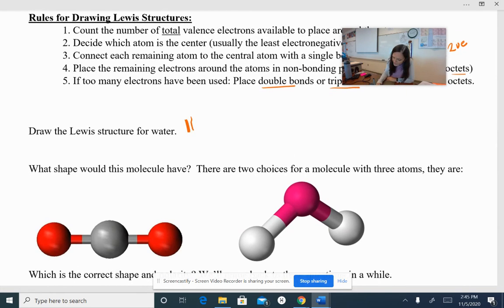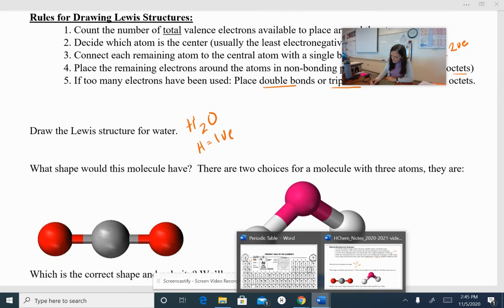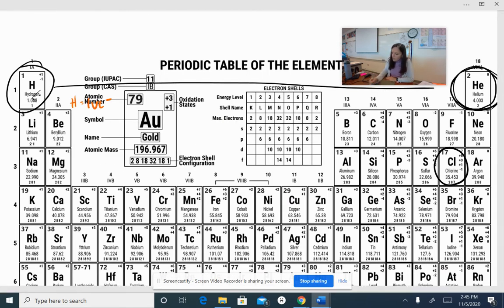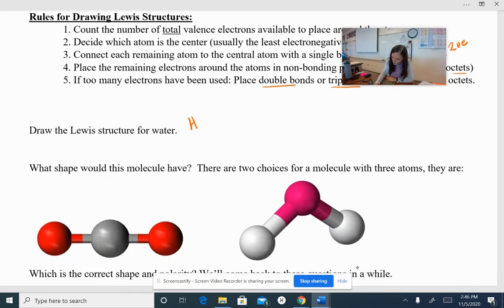Okay, water, we have H2O. If we look at hydrogen, we know that we have 1 valence electron because it is in this first column. Oxygen gives us 1, 2, 3, 4, 5, 6 valence electrons. Hydrogen gives me 1 valence electron, and I've got 2 of them, so I'm going to need to multiply that by 2. Oxygen gives me 6 valence electrons. So 1 times 2 is 2 plus 6 gives me 8 total valence electrons.